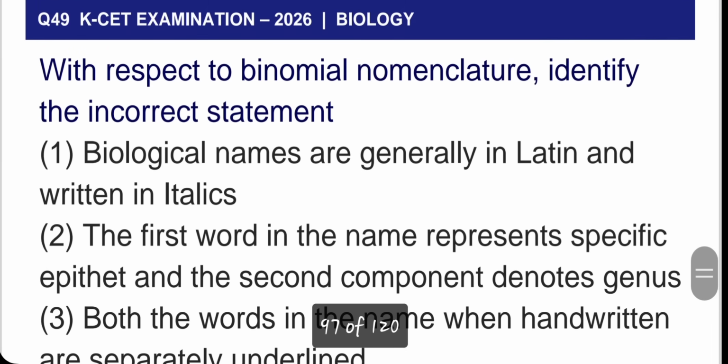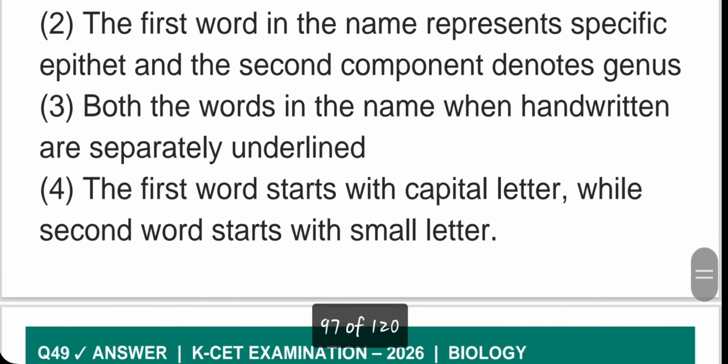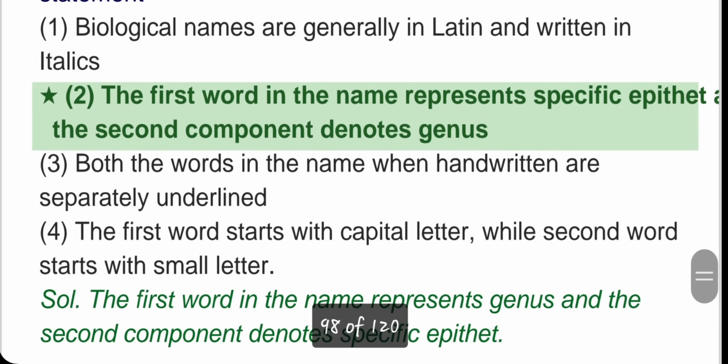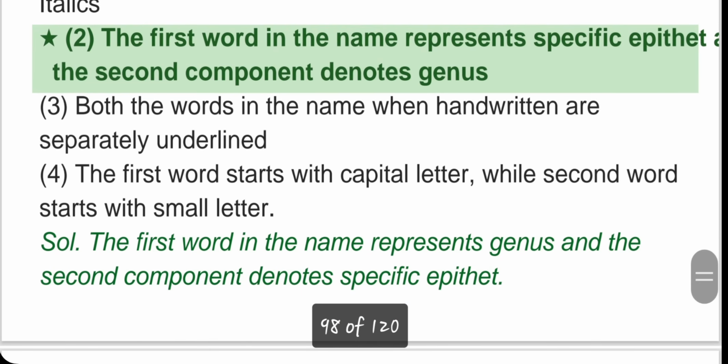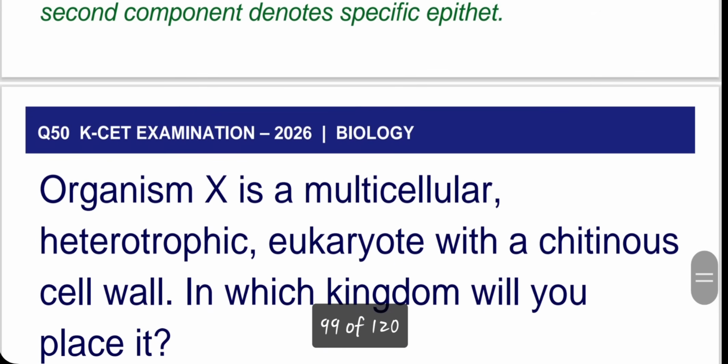With respect to binomial nomenclature, identify the incorrect statement. Biological names are generally in Latin and written in italics. Correct. First word in the name represents specific epithet, and the second, this is the incorrect statement. So second is the incorrect statement. Remaining are all correct. The first word in the name represents genus, and the second component denotes specific epithet.